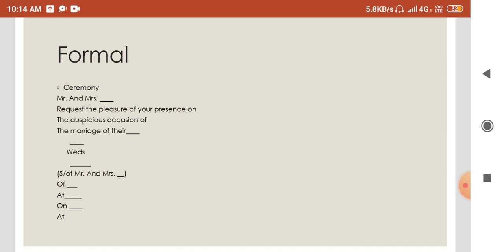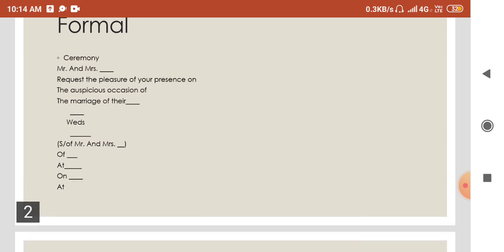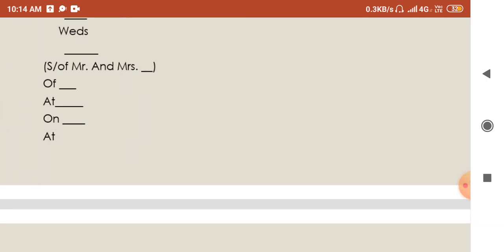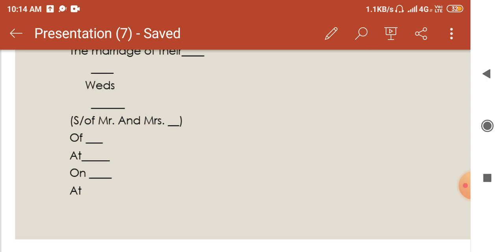Remember this, okay? The occasion of the marriage of their, yeah, I'm taking the example of a wedding ceremony, so you can change it accordingly. Now, marriage of their daughter or son. If it's the marriage of their daughter, then you will write first the name of the daughter, weds, the name of the person she is getting married to, and you will write in brackets, as shown, son of Mr. and Mrs., if it's the wedding of their daughter.